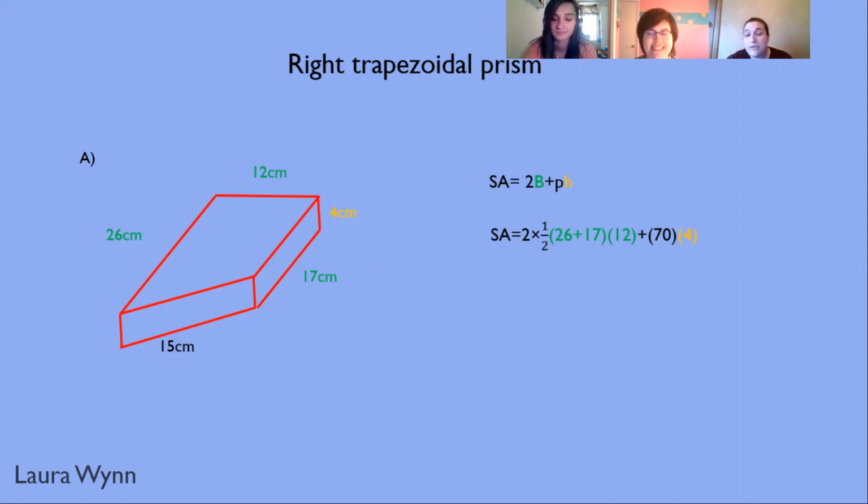So you plug your numbers into your formula, like I've done here. You work out your problem, and it's going to give you the answer. You're going to solve it, and the surface area of this right trapezoidal prism is going to be 796 centimeters cubed.